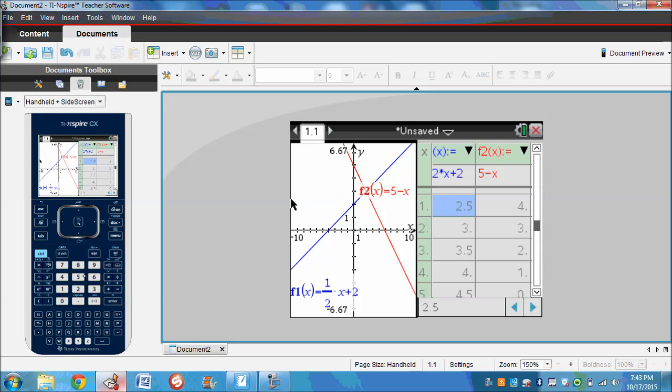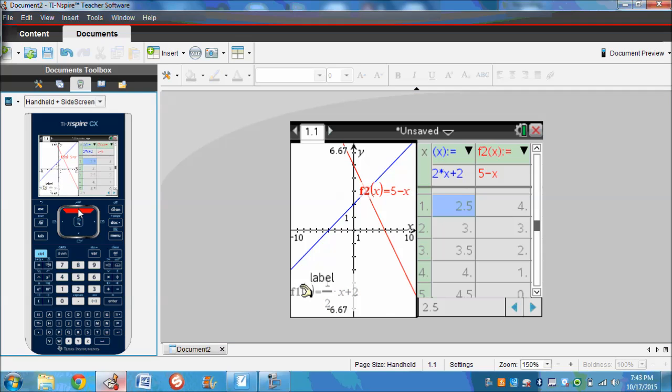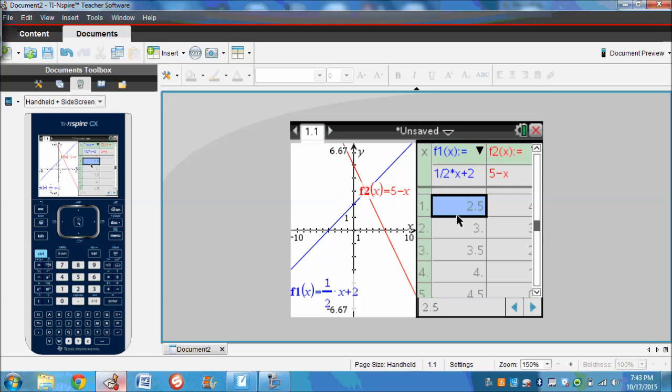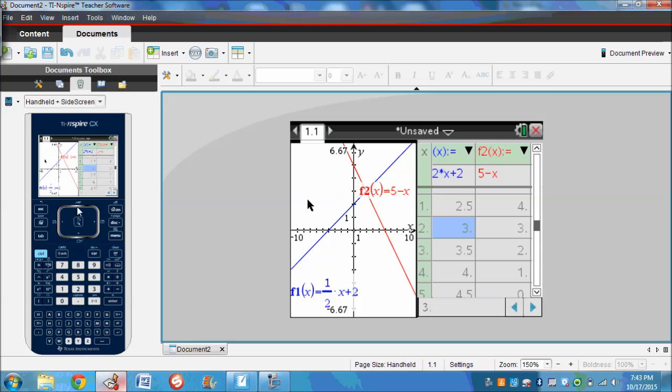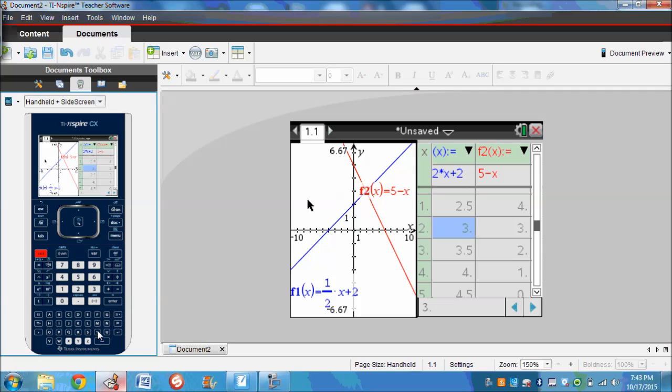So again, let's collapse that table. Well, let's keep the table for right now. We know that it's (2, 3), so let's scroll through our table and see how we can visualize it. If I move through my table, I notice that both my outputs are the same. So I have an output of 3 for the first function, output of 3 for the second function with that input of 2. When those outputs are the same, that indicates that there has been an intersection on the graph. So now you can see where it is on the table. Control T to collapse that table.